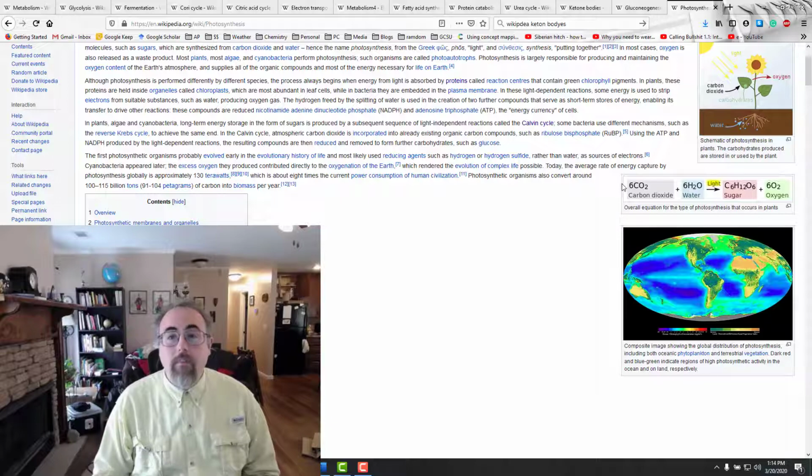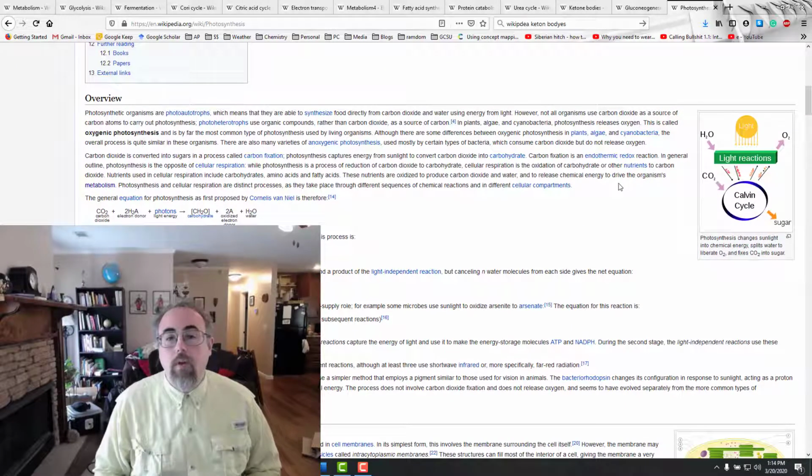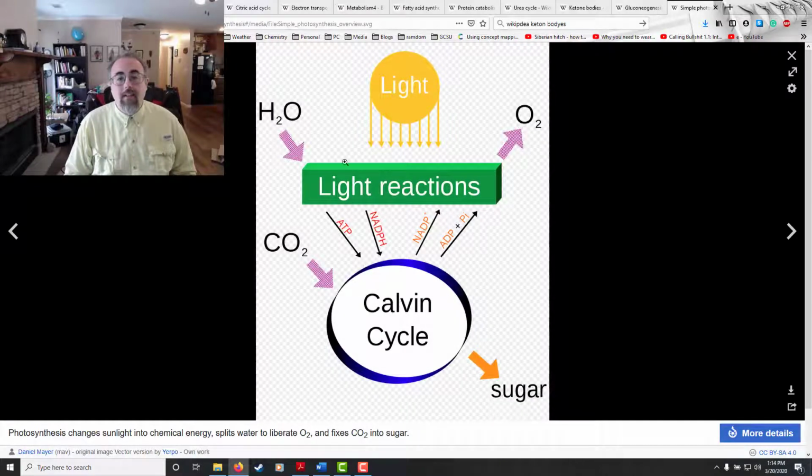Okay, so let's look at photosynthesis. Photosynthesis is broken into kind of two major blocks. You've got the light reactions. These are going to take water, turn it into oxygen. The oxygen is waste. The plants aren't going to use it for the photosynthesis.